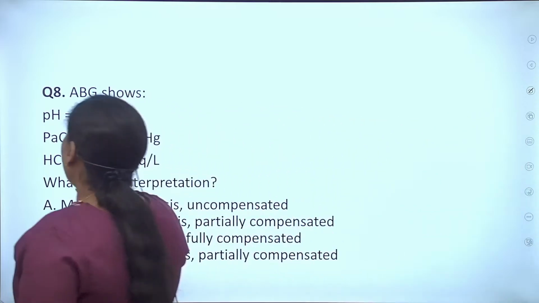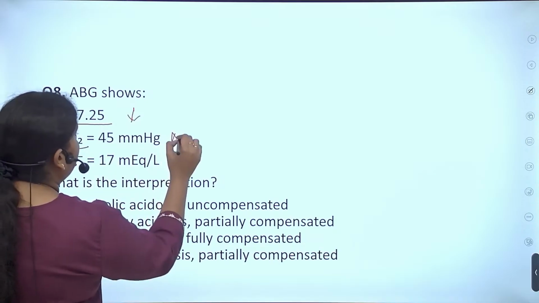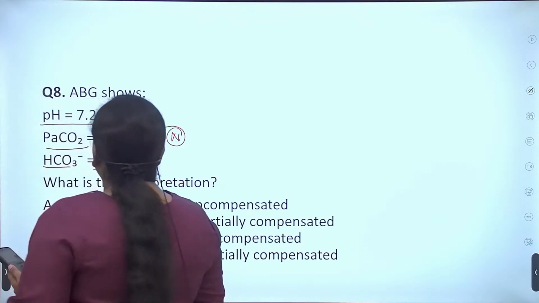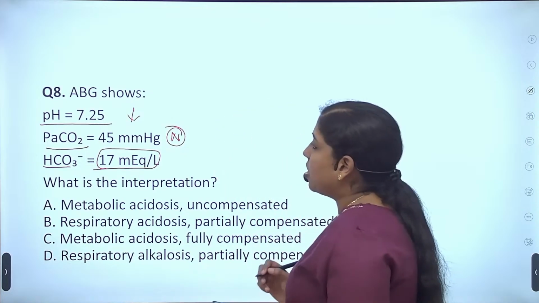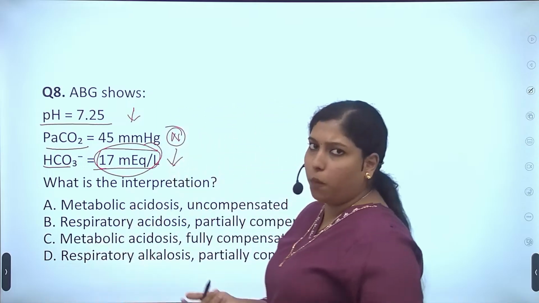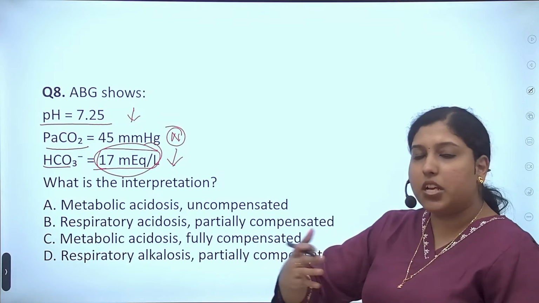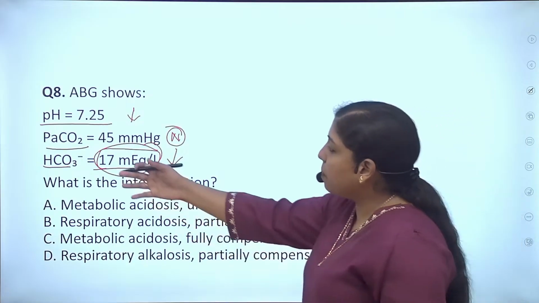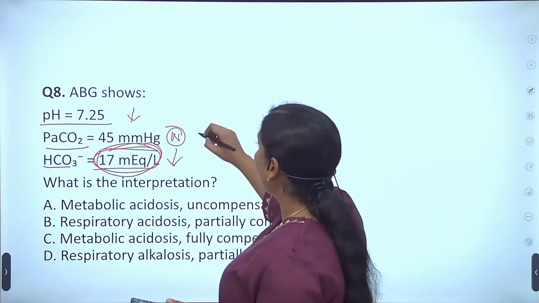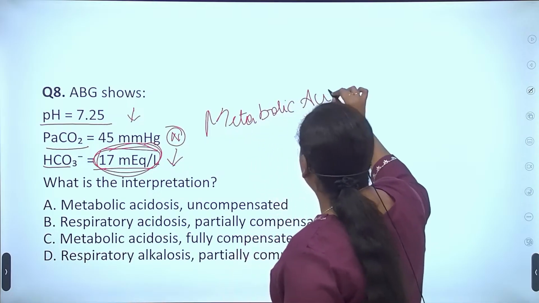Let's solve this. pH is reduced. PaCO2 is 35 to 45, it is maintained in the normal range. And HCO3 is 17 milliequivalent per liter. So what is the primary condition? Since the HCO3 level is so much decreased, you remember ROME. You can also apply the pH and PaCO2 reverse direction and same direction rules. But the PaCO2 is normal, and the bicarbonate level is very much declined. Then you come to the conclusion: it is a metabolic acidosis.